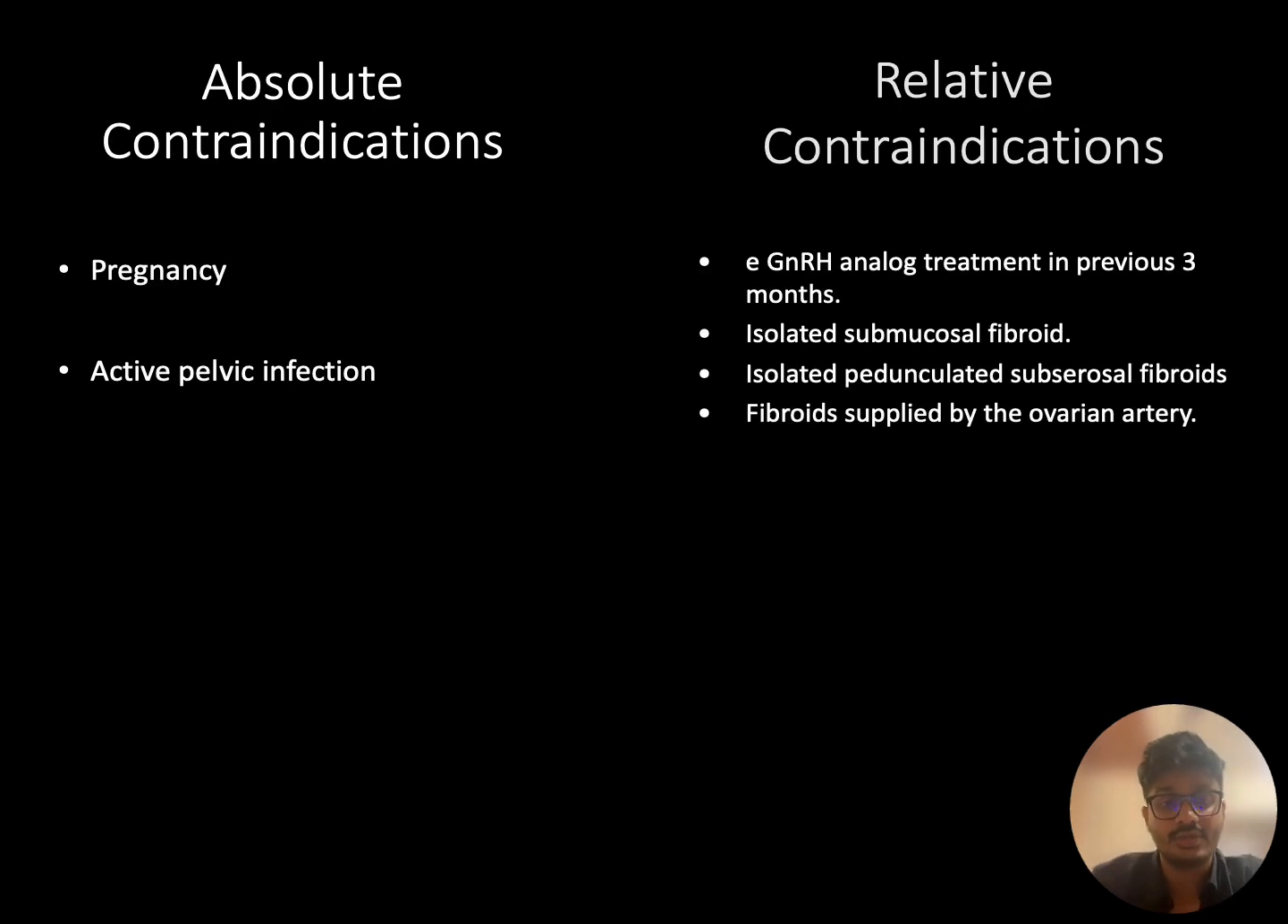So when do you not do it? That is when there is a pregnancy or an active pelvic inflammation. The relative contraindications can be an isolated submucosal fibroid, an isolated subserosal fibroid that is pedunculated, or a fibroid that is supplied by the ovarian artery. And even when GnRH analog treatment has been given in the past 3 months, you don't prefer to do a UAE.